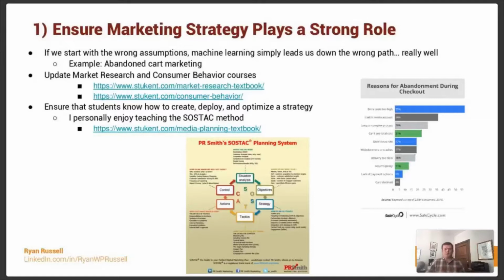Ensure that your students know how to correctly research, create a digital marketing strategy, deploy that digital marketing strategy, and then optimize it as these models are being created through machine learning. I personally, as you see on here, enjoy teaching the SOSTAC method for developing digital marketing strategies with my students. Digital marketing strategies are kind of like noses. Everybody's got one. They all look a little bit different.